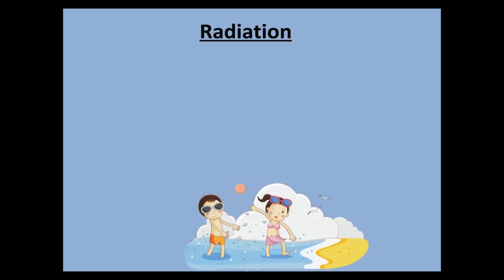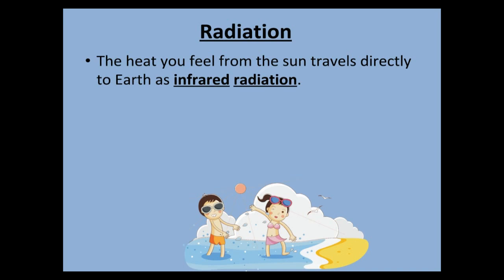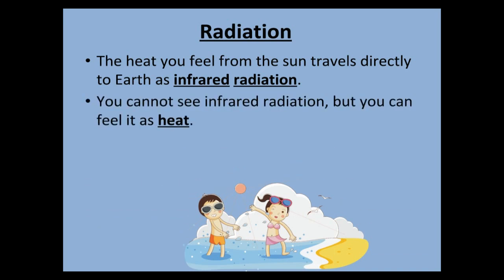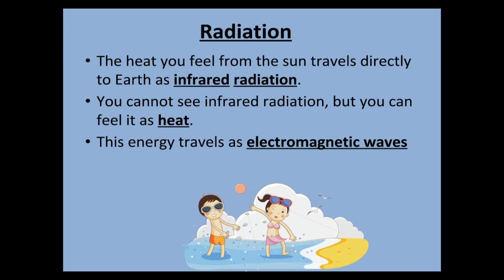Have you ever warmed yourself by a campfire or felt the heat of the sun's rays on your face as you're sitting outside in the sun? That heat that travels to you directly to the earth from the sun is radiation. We sometimes call this infrared radiation. This is the same type of heat that a reptile might feel with a heat lamp above it or chicks in an incubator. You can't see infrared radiation, but you feel it as heat. This energy travels from the sun to the earth in electromagnetic waves.